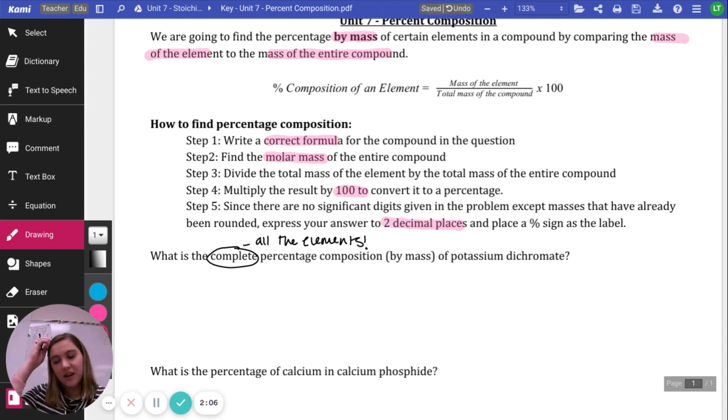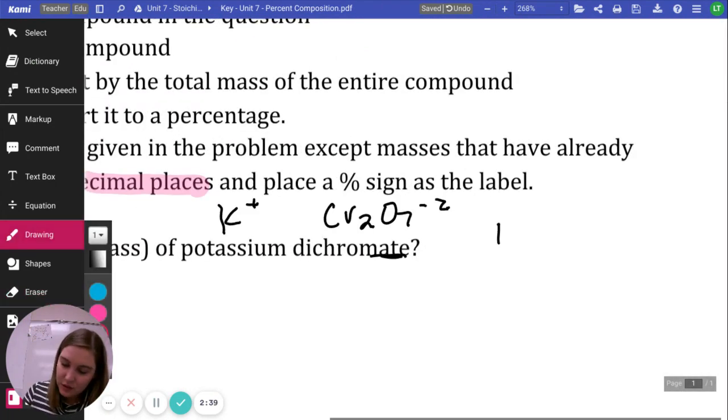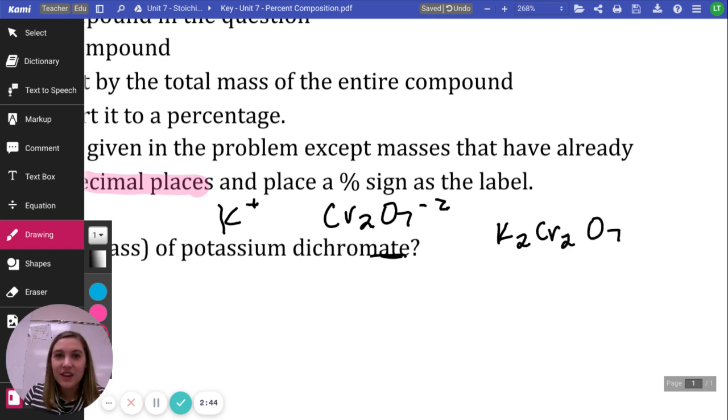All right, so let's look at potassium dichromate. It ends in ate, so that is one of our polyatomic ions, and it's an ionic compound because potassium is a metal. Potassium is K, and it's in group 1, so it's a positive 1 charge. Dichromate is Cr2O7 with a negative 2 charge. Swap, drop, reduce, and we get our formula as K2Cr2O7.